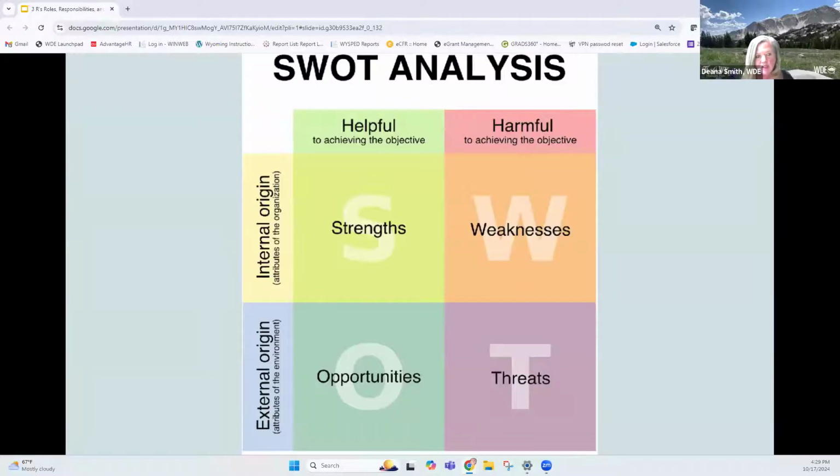What does that mean? Whatever your strengths are, what opportunities do you have in your district or your school to help promote that? If you have a weakness, what threats are there that help cause those? If you want to just start, I'll give you a minute or so to list some of those things in your box.